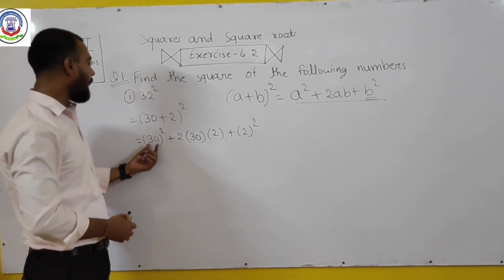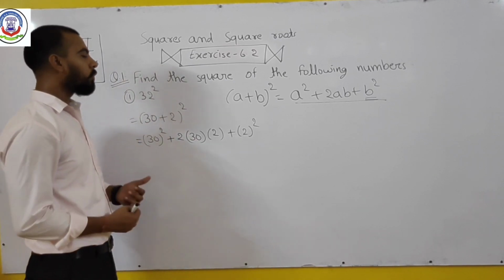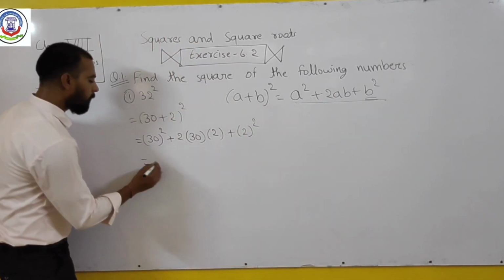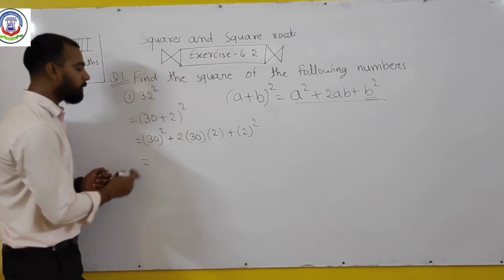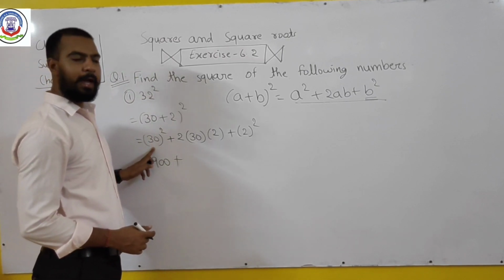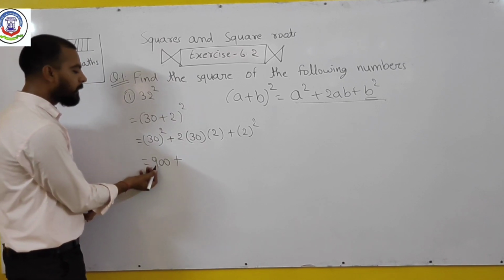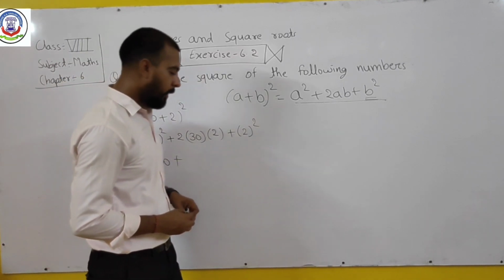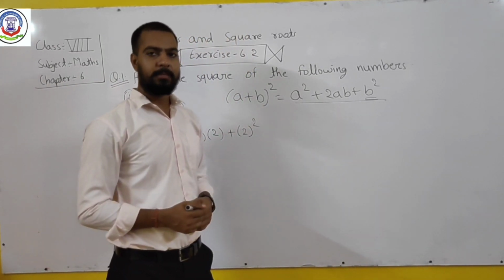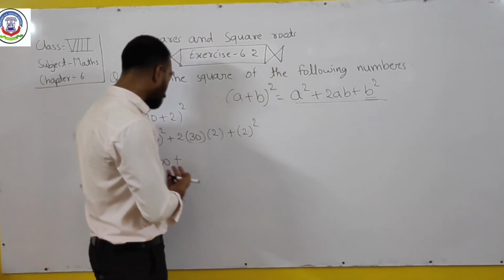Because we have assumed that our A is 30 and B is 2, we have to write 30 and 2 in place of A and B. Now, 30 square, what is 30 square? 30 square means 900. The square of 30 is 900. It's very simple. The square of 3 is 9, and when we square any number that has 0 at the unit place, one 0 at the unit place, then the answer has 2 zeros.